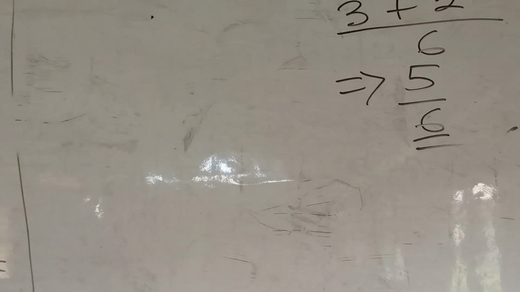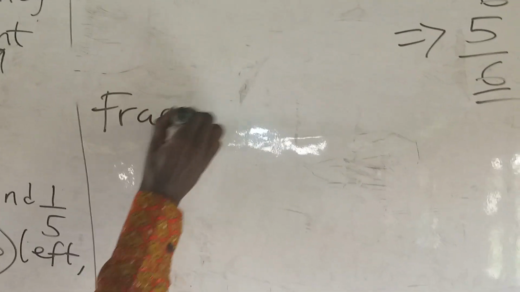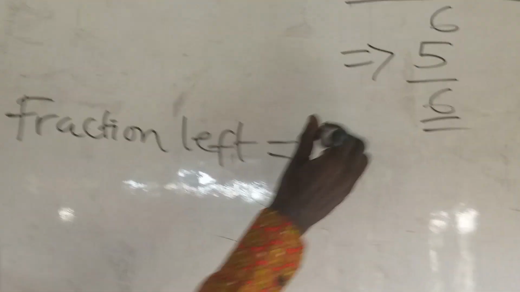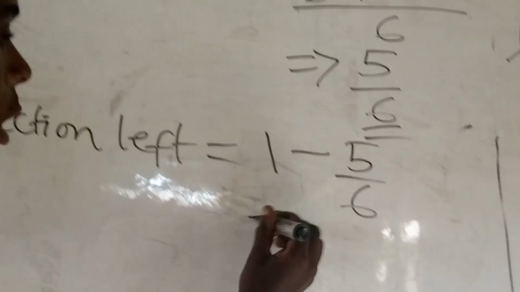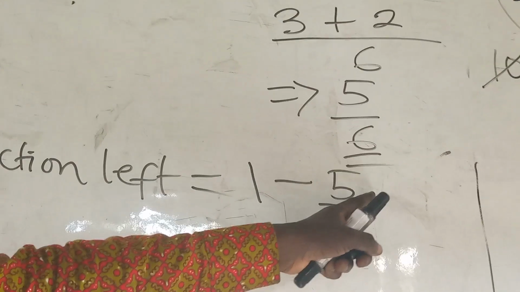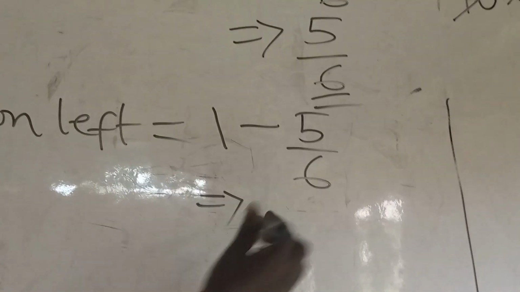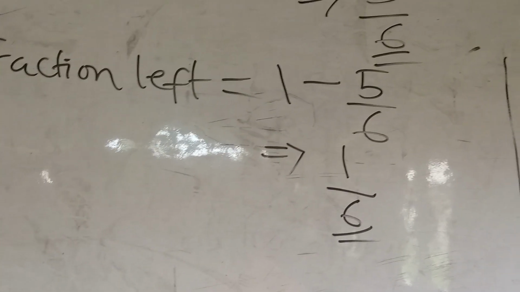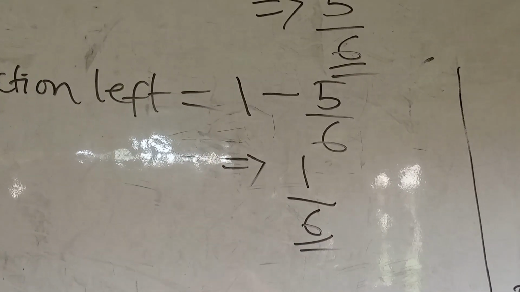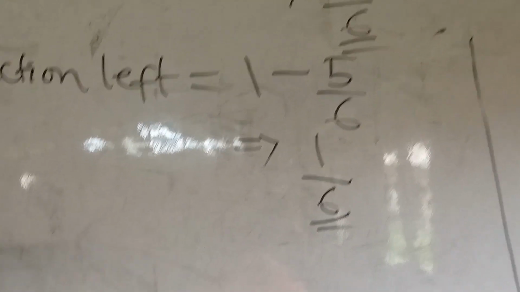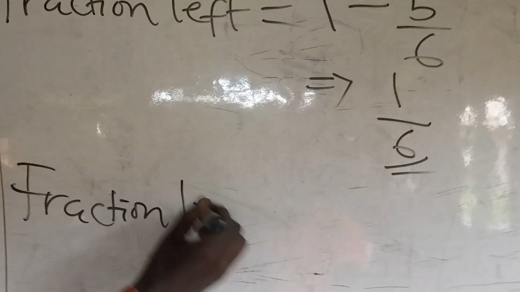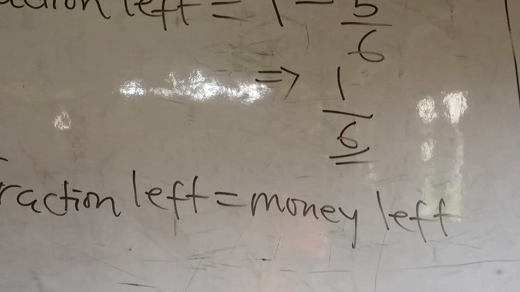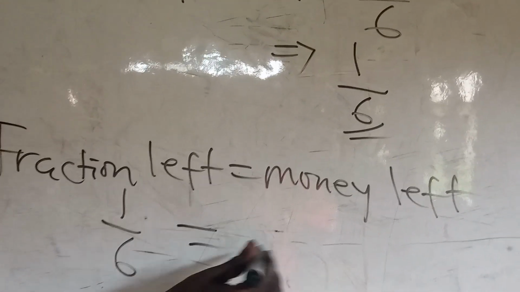You move on to your fraction left. And always, once we know our fraction spent, you subtract this one from 1. It becomes 1 minus 5 over 6. You ask yourself, what number should be added to this 5 for us to get 6? It's 1 over this denominator, which is 6. This is our fraction left. And once we know our fraction left and money left, always the fraction left is equal to money left. And our fraction left here is 1 over 6 equal to money left.